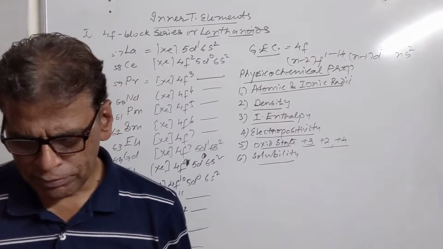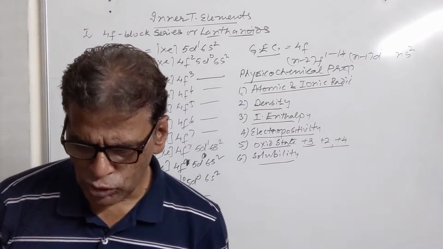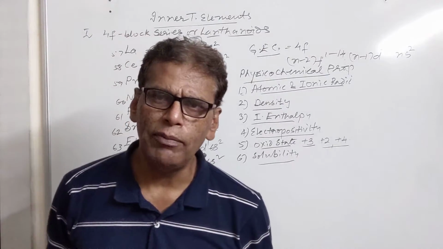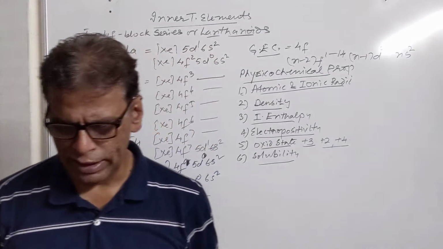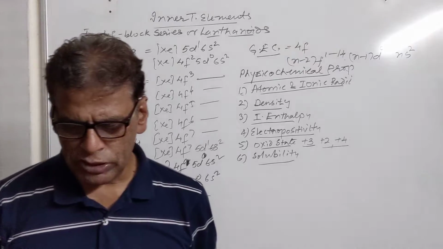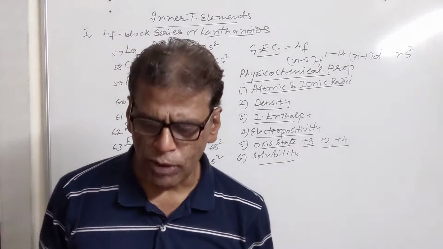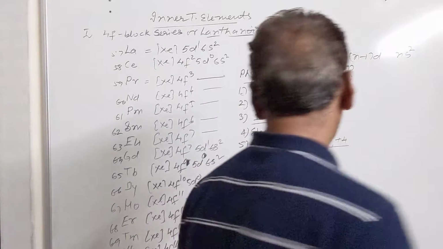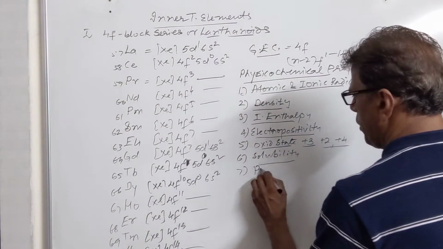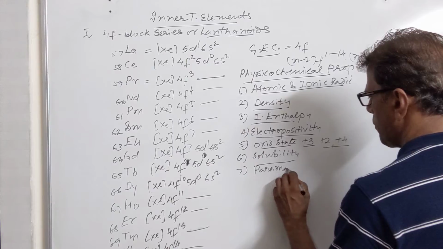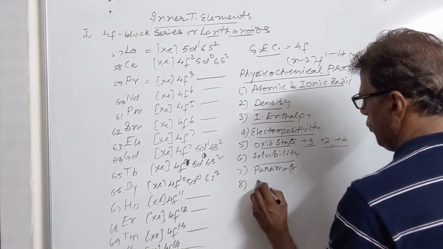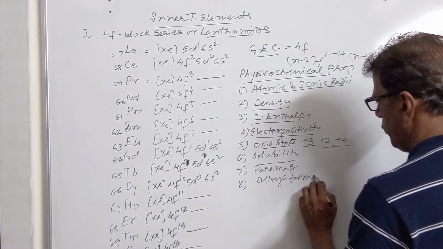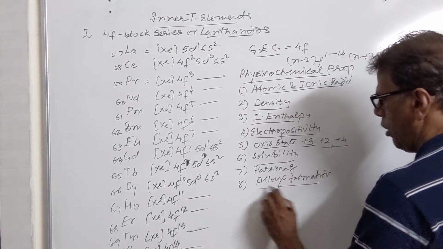Then we have their magnetic properties. Most of the lanthanoids are paramagnetic in character. It is because of the presence of unpaired electrons in their ions. Alloy formation: most of these elements form alloys with other elements. They form beautiful alloys. They form good hard alloys.